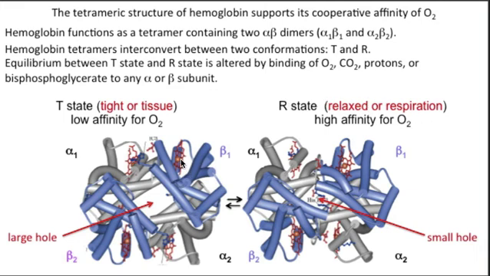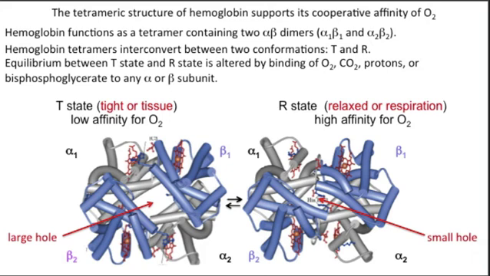And notice the shape. The tight state has a donut shape with a large hole in the middle. The R state has collapsed, and there's a very small hole in the middle. This has a lot to do with how oxygen is bound. Now, I would look at this and I'd say, well, the tight state, that must bind tightly, right? Well, no, it doesn't work that way.